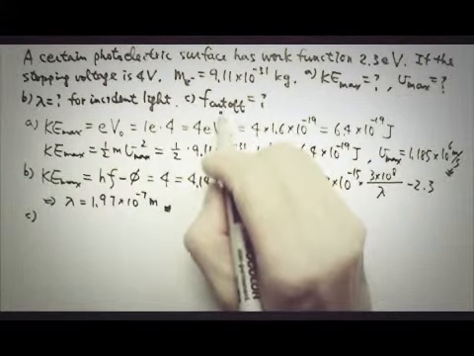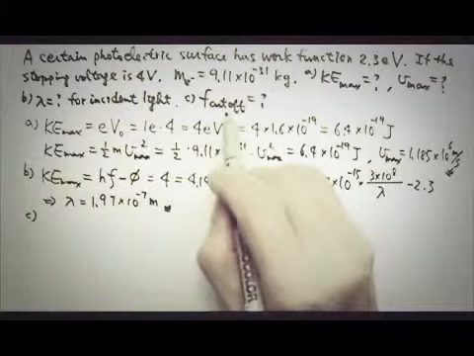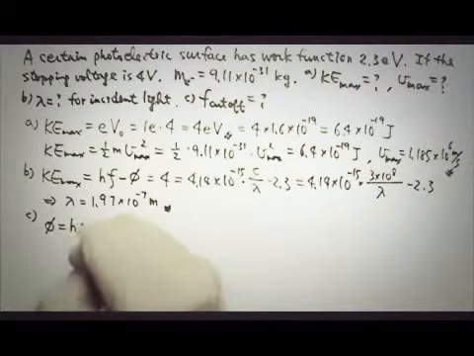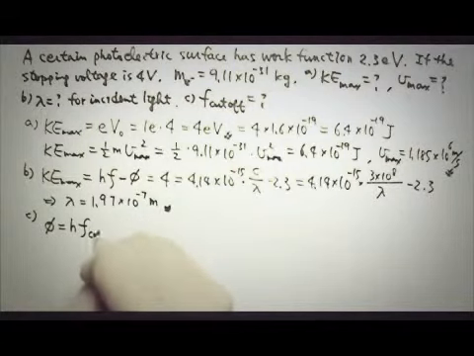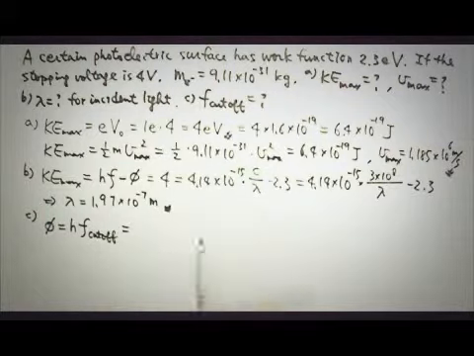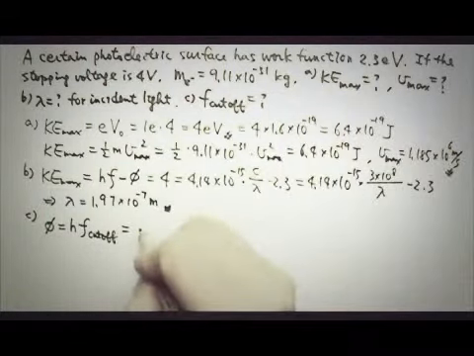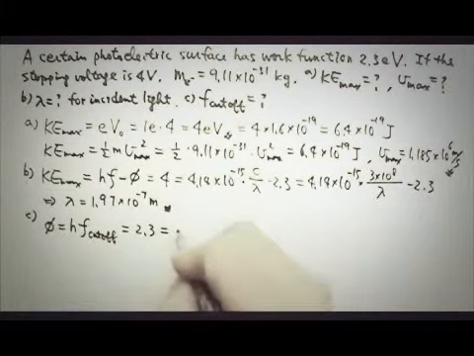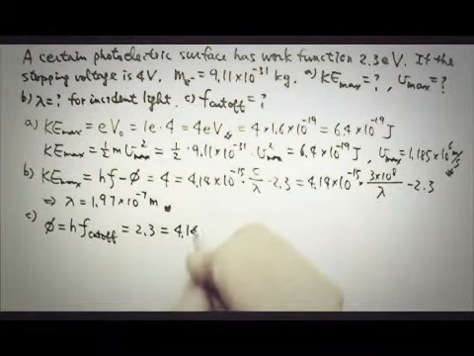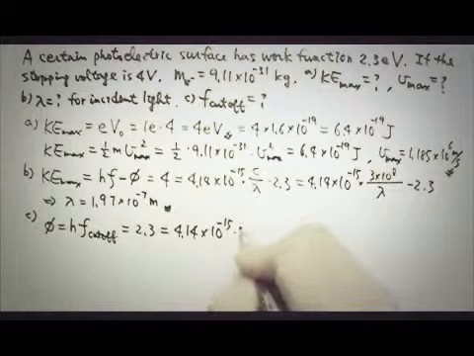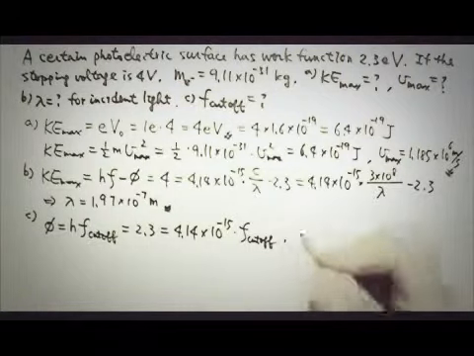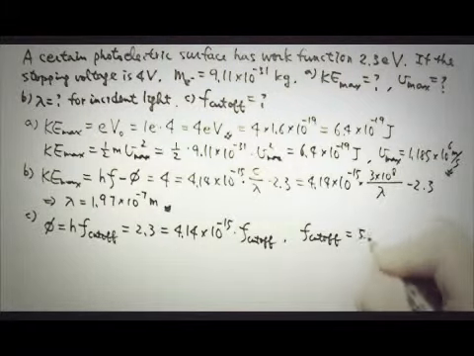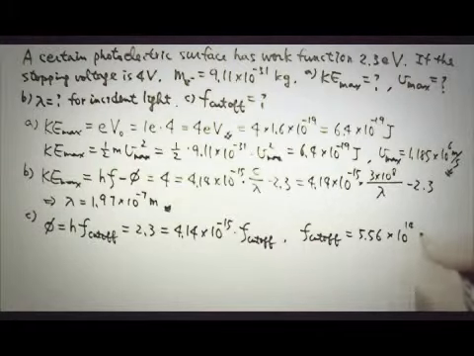And then part C, we want to find the cutoff frequency. The cutoff frequency is the property of the photoelectric surface. It is related to the work function. So let's see, the work function equals hf, and this f is the cutoff frequency. So this is phi, 2.3. Again, if I'm using this in eV, that means the h we use has to be 4.14 times 10 to the negative 15th. So from here, we'll be able to find that cutoff frequency, which is 5.56 times 10 to the 14th hertz.